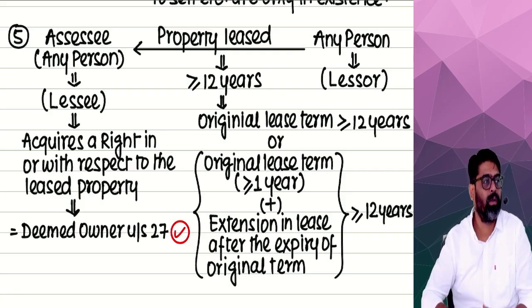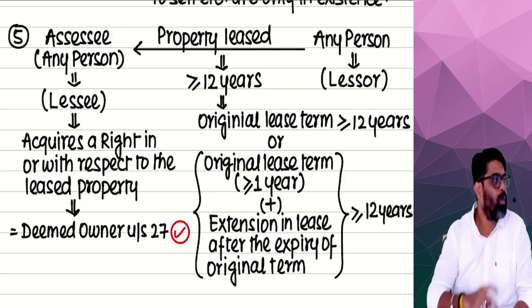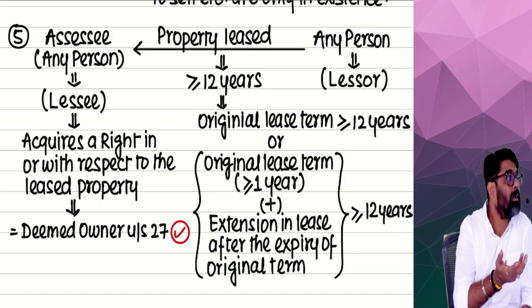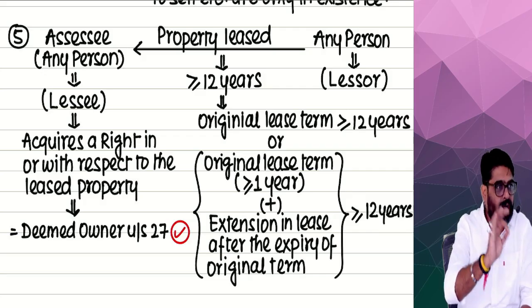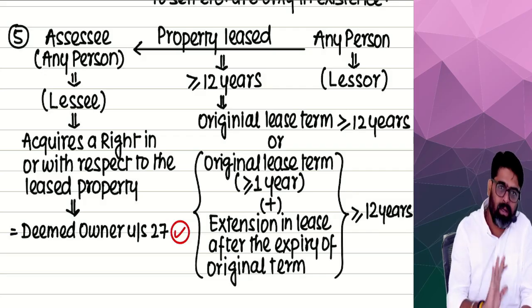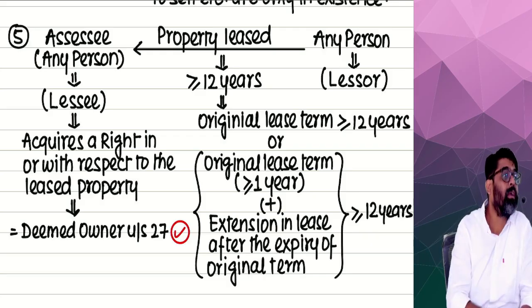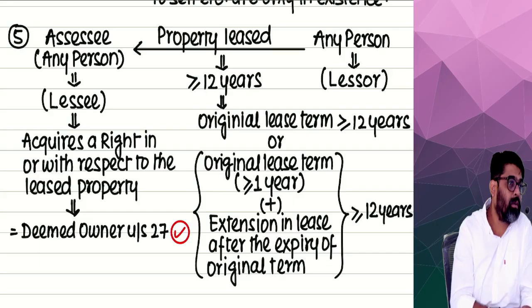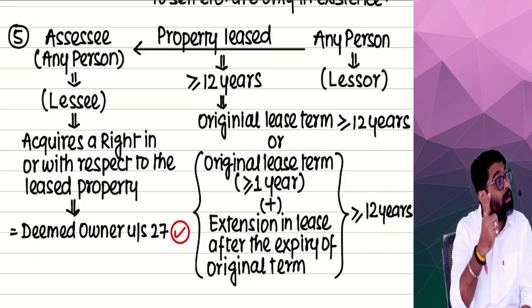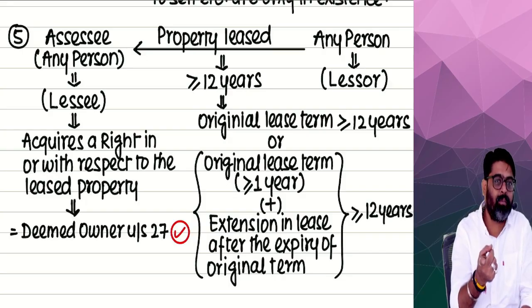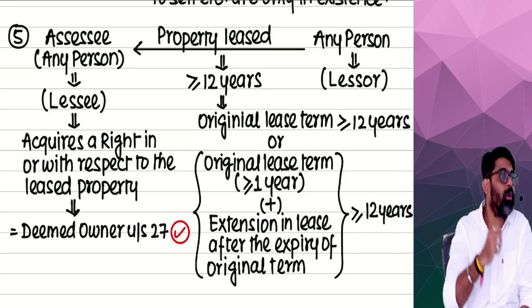Will it be a long-term lease? Will you get the right? If the original term is 12 years or more, then definitely it is a long-term lease. You will get the right. Yes or no? But what if the original term is less than 12 years? Will you get the right? You can get it, provided there is an extension or renewal clause in the lease agreement.